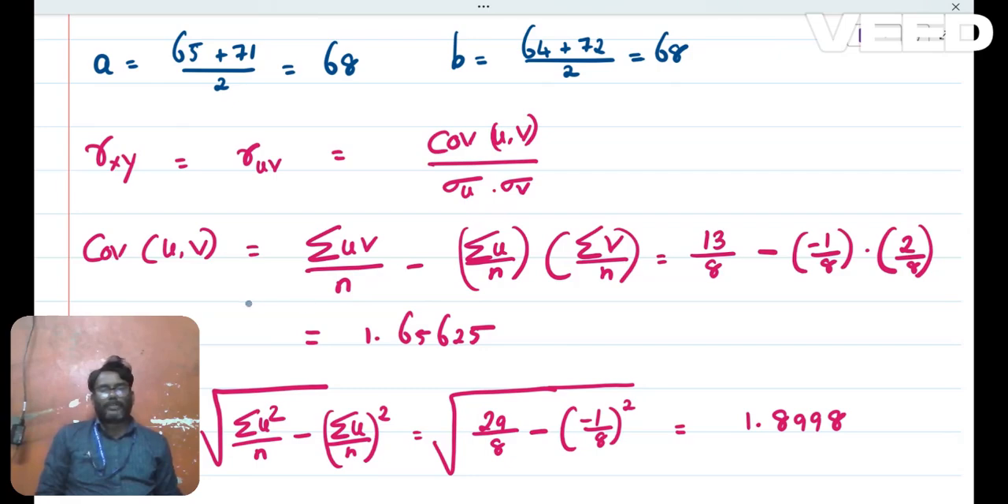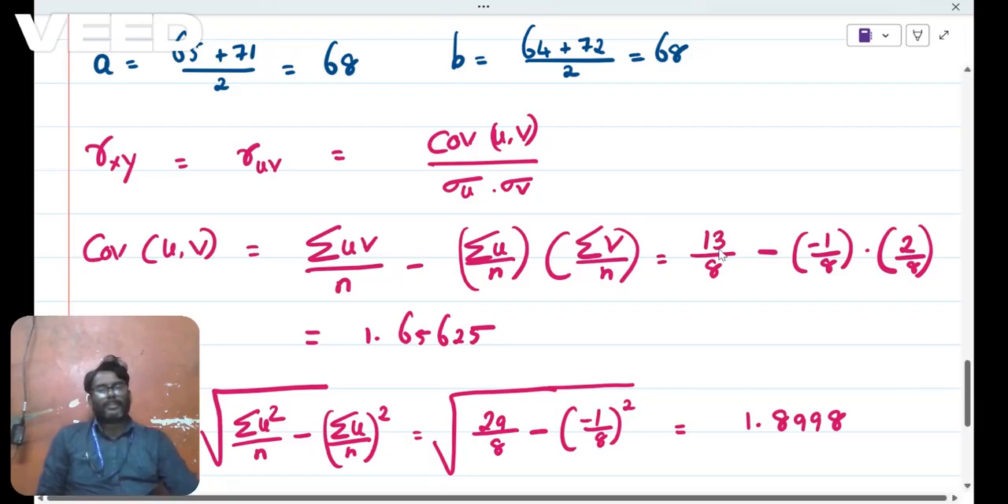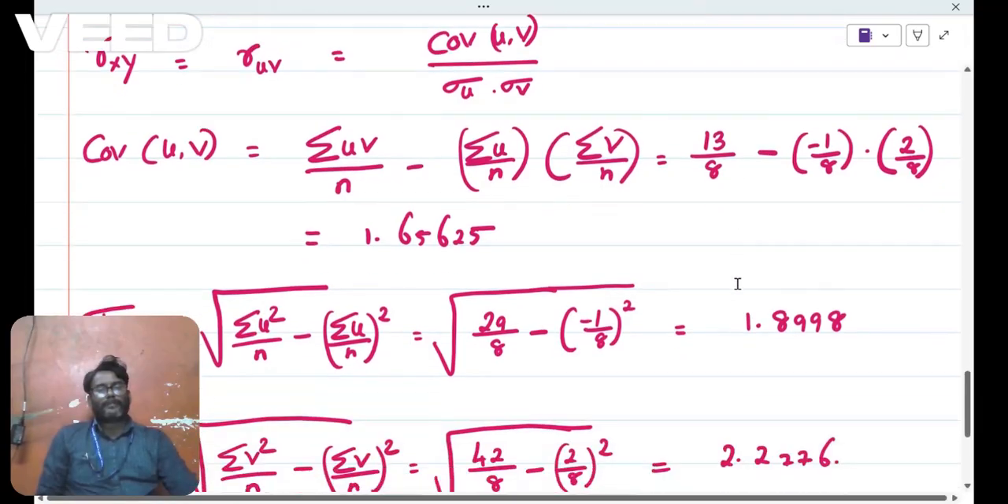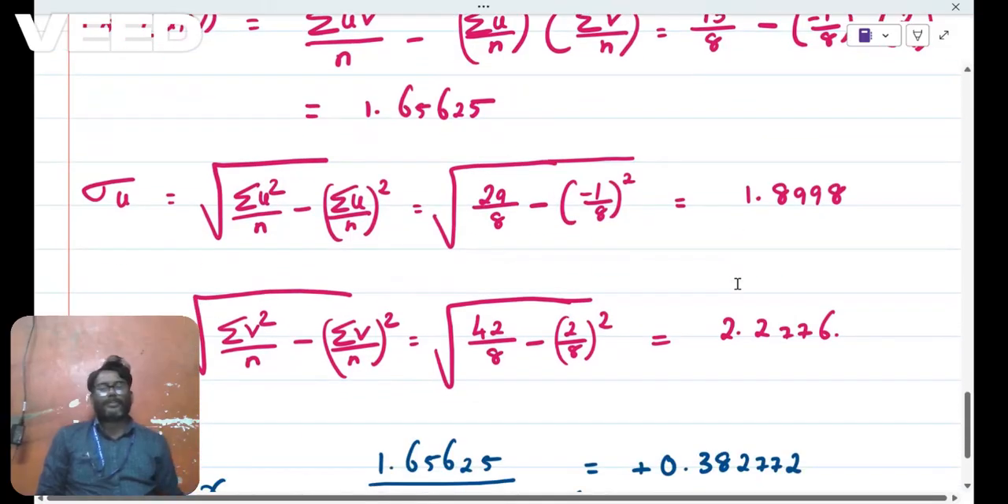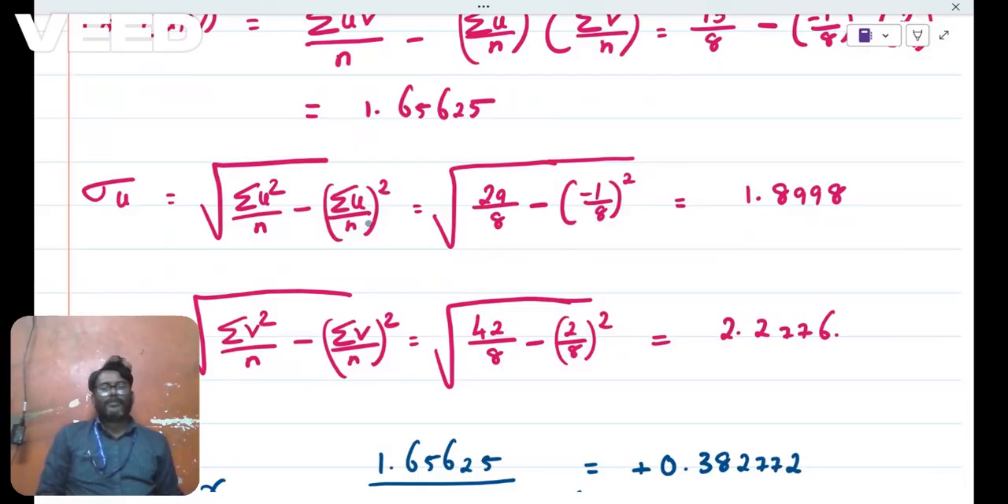The formula to compute the correlation coefficient for uv is the covariance of uv divided by sigma u into sigma v. So now we will compute the covariance for uv, which is summation uv by n minus summation u by n into summation v by n, that is 13 by 8 minus minus 1 by 8 into 2 by 8. We will get the value as 1.65625. Similarly, we compute sigma u, the standard deviation for u, which is the square root of sigma u square by n minus sigma u by n the whole square. So 29 by 8 minus 1 by 8 the whole square, we got the value as 1.8998.